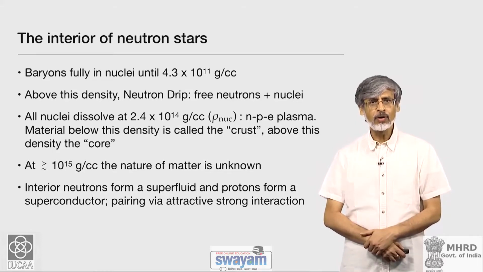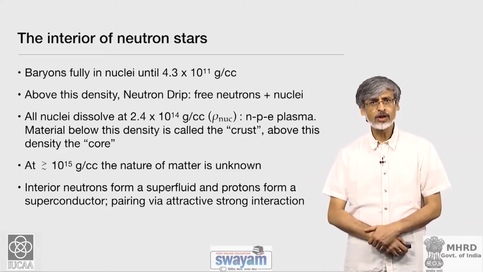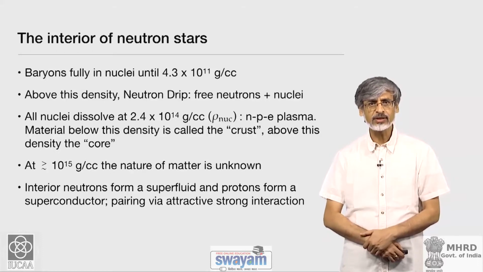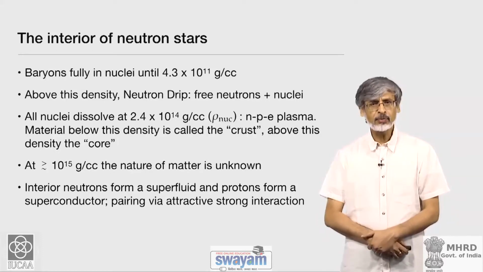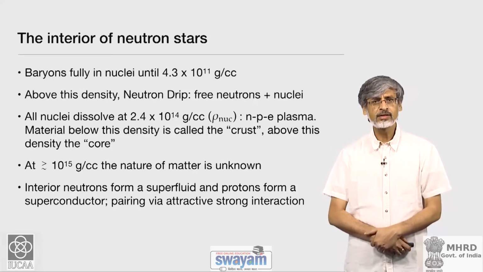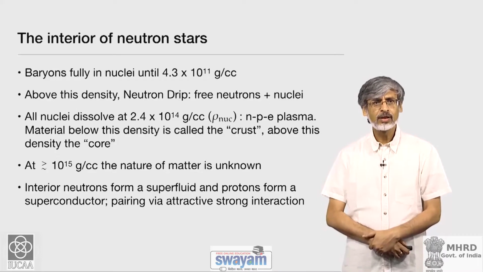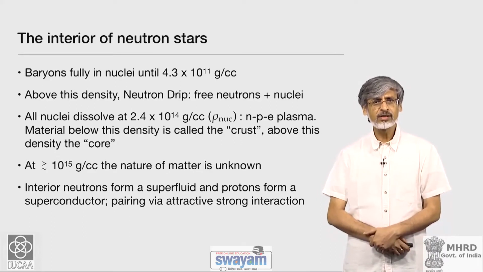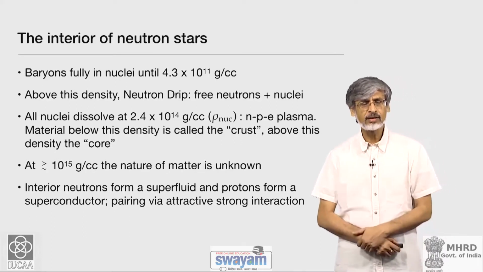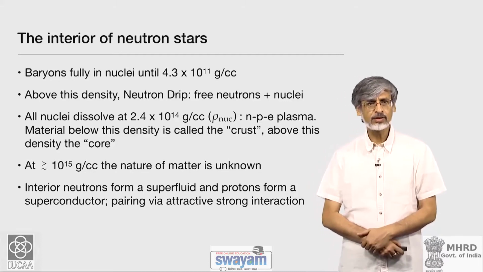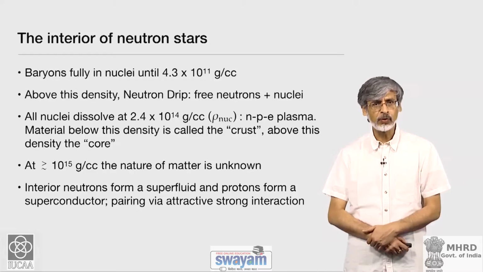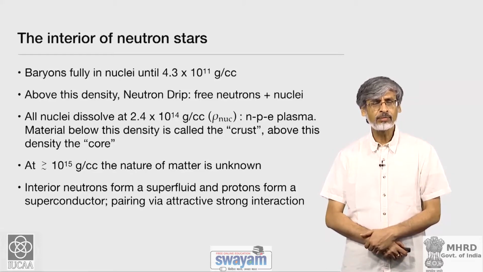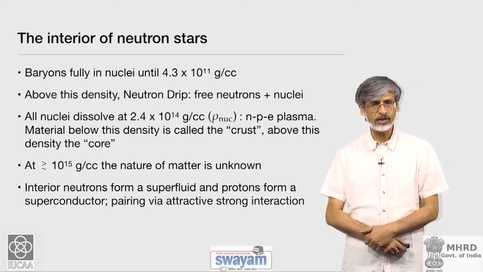All nuclei dissolve at 2.4 times 10 to the power of 14 grams per cubic centimeter, which is the nuclear density. At this point, one has a mixture of neutron, proton, electron plasma. Material below this density is called the crust, and material above this density is called the core. At about 10 to the power of 15 grams per cubic centimeter or more, the nature of matter is quite unknown.